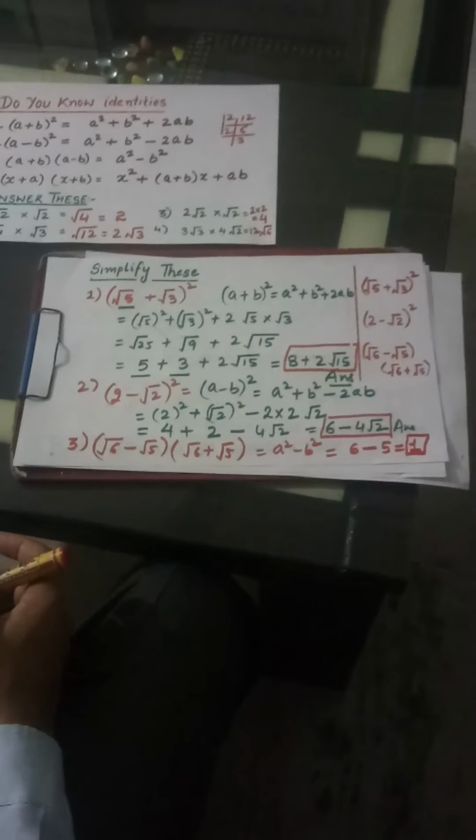So we have got the answer for all the three expansions using the identities. Identities are the formulae which can be applied for any numbers, which are true for any number. Now let's have some rationalization concepts.